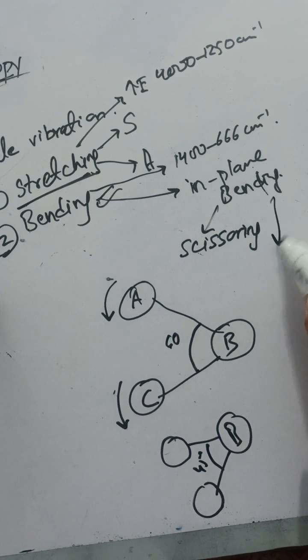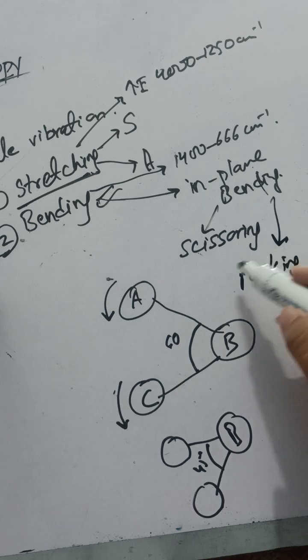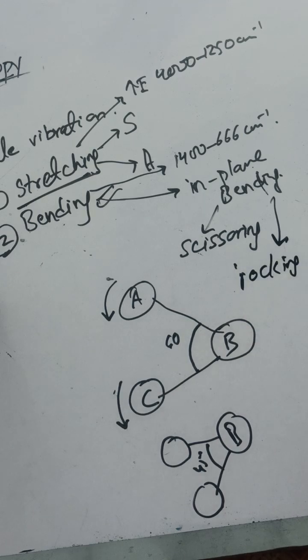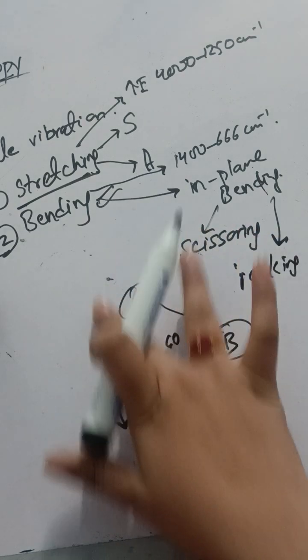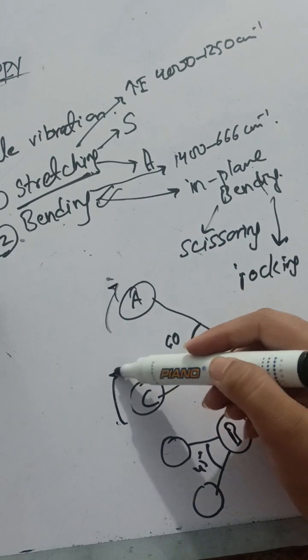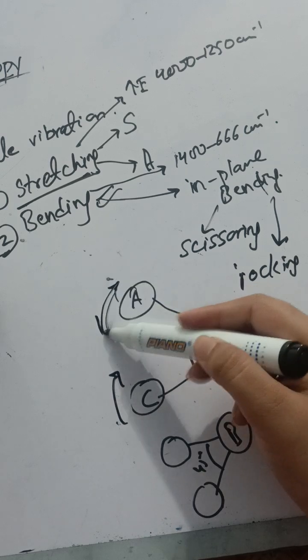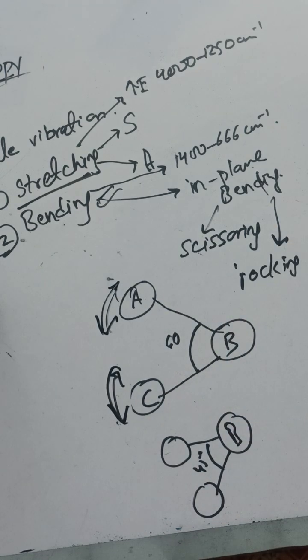The second type of in-plane bending is the rocking. In the rocking, the atoms move in the same direction. Whether they move up, C will also move up. Whether they are moving down, C will also move down. So both move in the same direction. This is called scissoring or rocking.